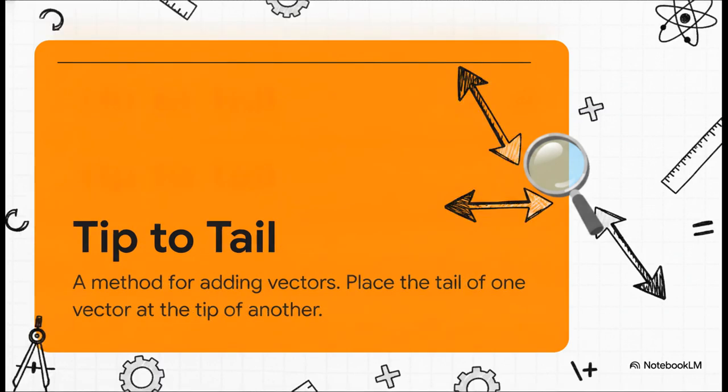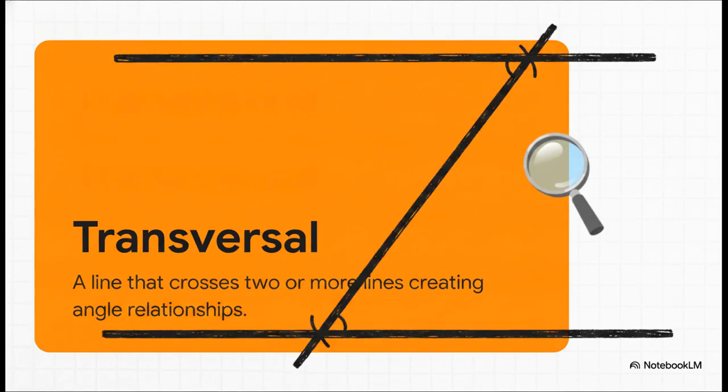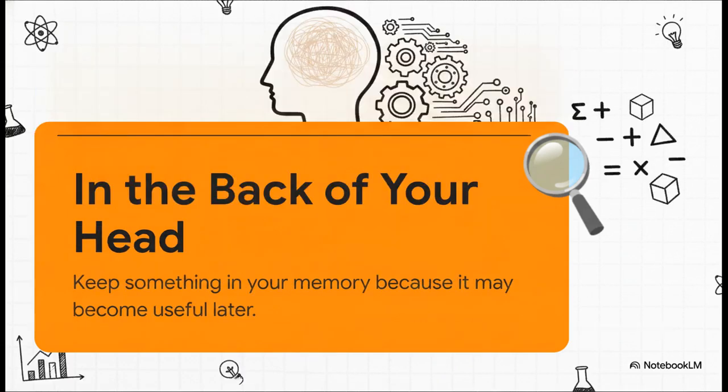Vector addition. We used vector addition to determine the resultant force. Tip to tail. Stick the vector's tip to tail before drawing the resultant. Transversal. A transversal cuts two parallel lines. In the back of your head. Keep this formula in the back of your head.